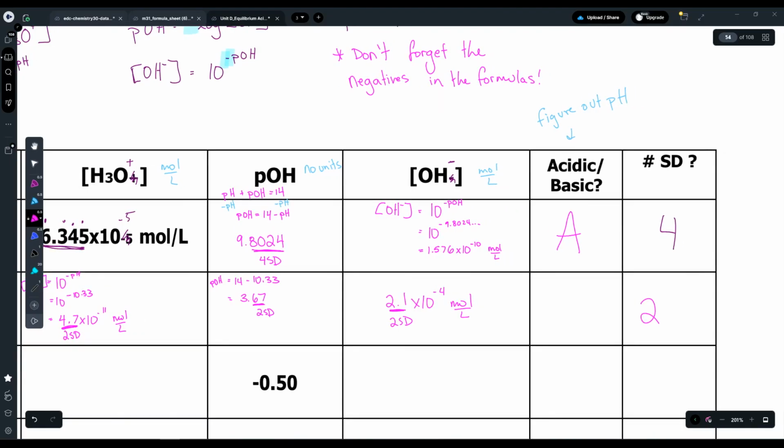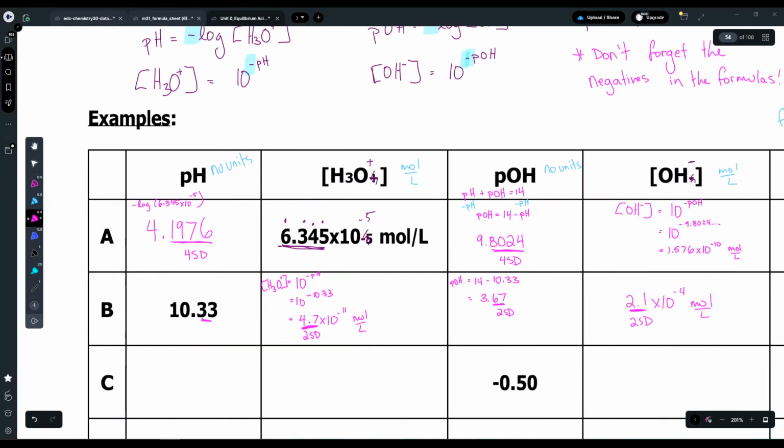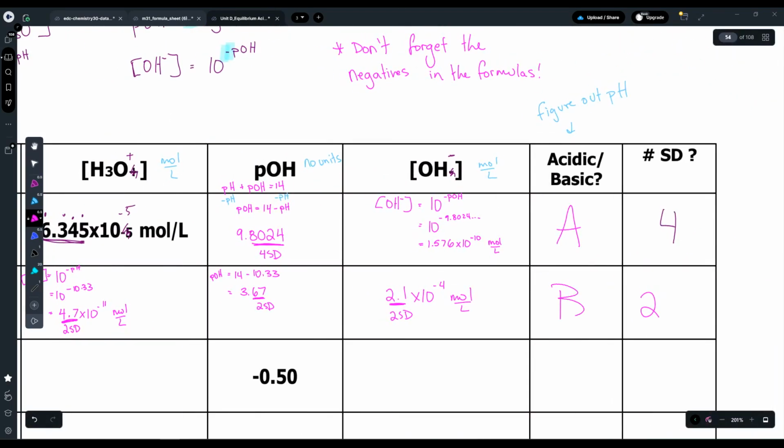So whether it's acidic or basic, let's look at pH. So 10.33, that's above 7, so this is going to be basic.